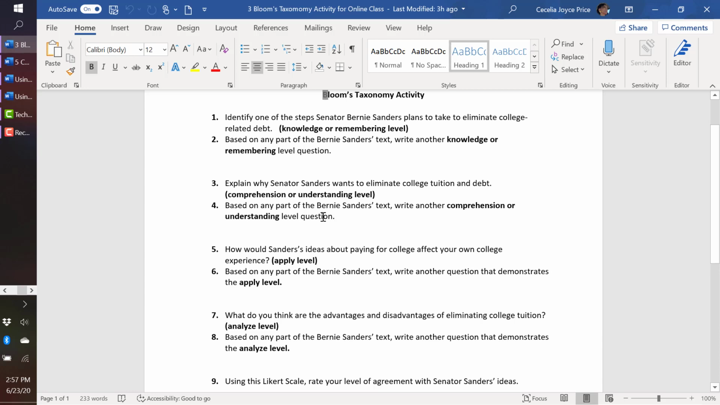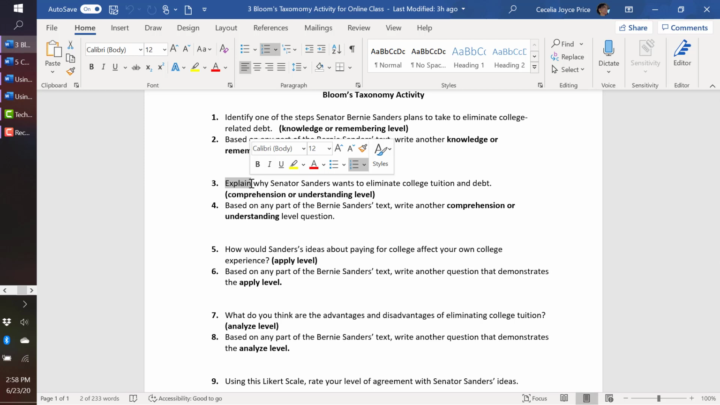Explain why Senator Sanders wants to eliminate college tuition and debt. Remember, we are not answering the question. We're looking at how the question is structured. This one is structured on the comprehension and understanding level. How do we know that? Because in order to demonstrate comprehension and understanding, you have to be able to put it in your own words. And this word right here gives us that clue. Explain why he wants to eliminate college debt.